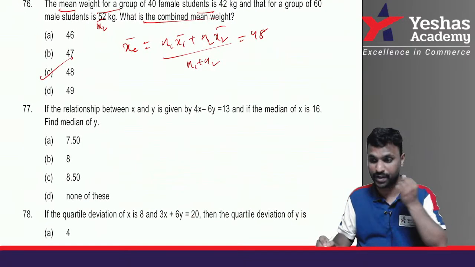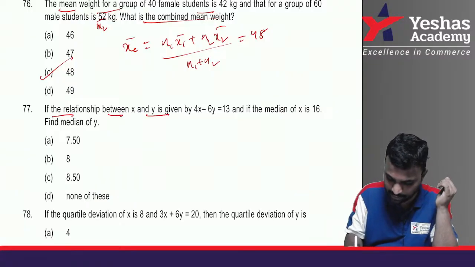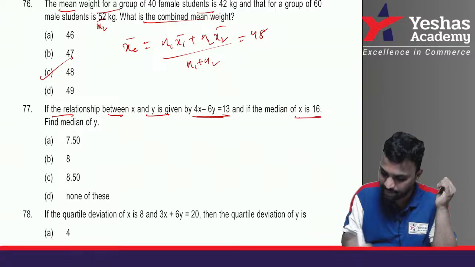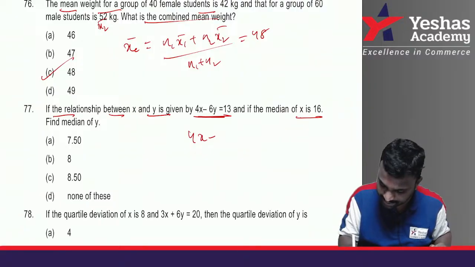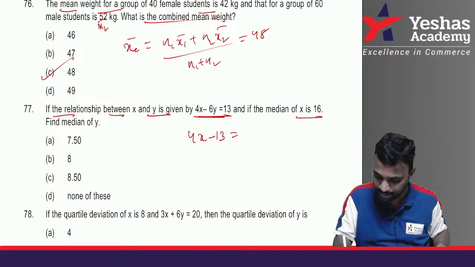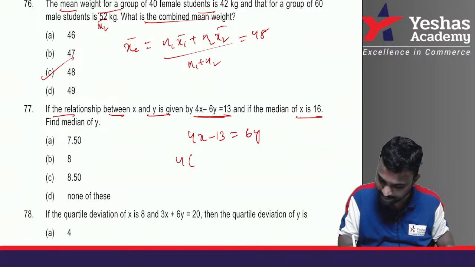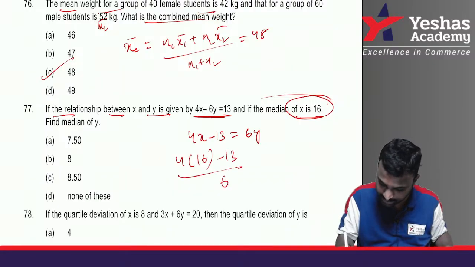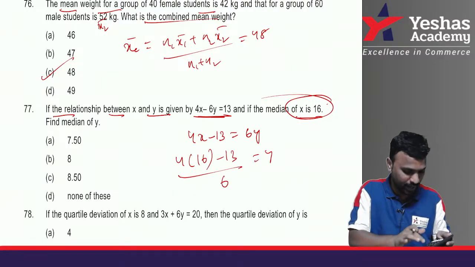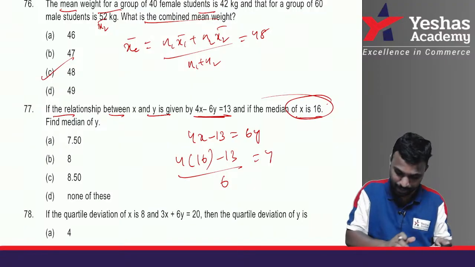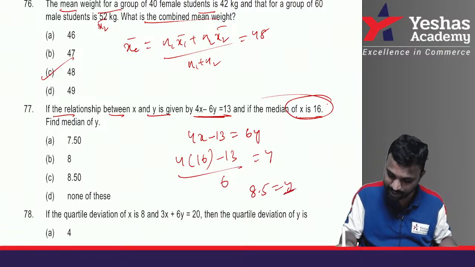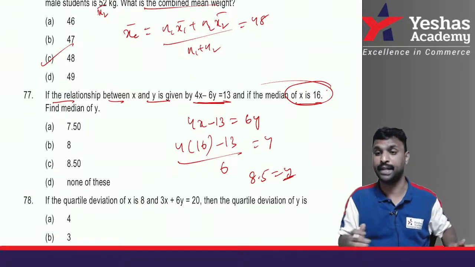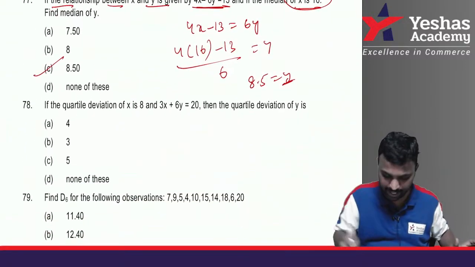Guys, moving on to the next question, question number 77. If the relationship between X and Y is given by this, the median of X is 16. What is the median of Y? Guys, it's a central tendency measure. What we need to do is combine x terms and the constant terms together, separate y. Minus 6y becomes plus 6y. Wherever x, substitute the median of x, which is a central tendency measure. 4 into 16 minus 13 divided by 6, the answer is 8.5. Whatever y value you get is itself the median of y, which is 8.5. Option C is the right answer.